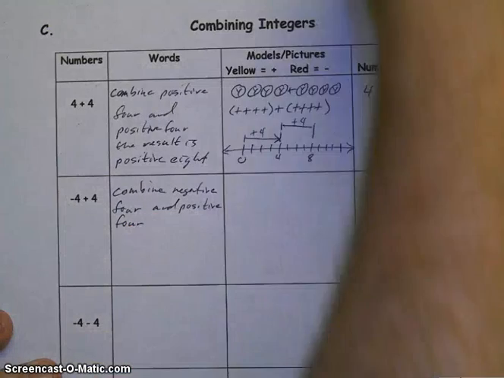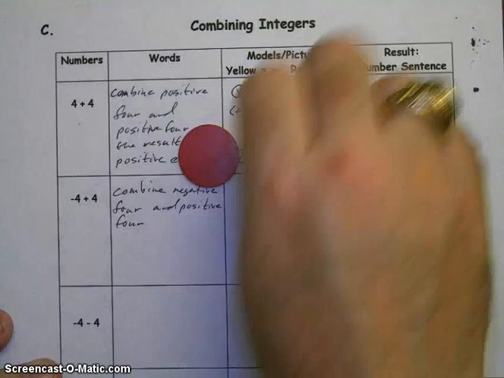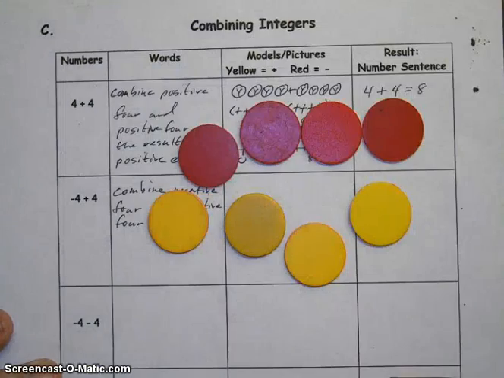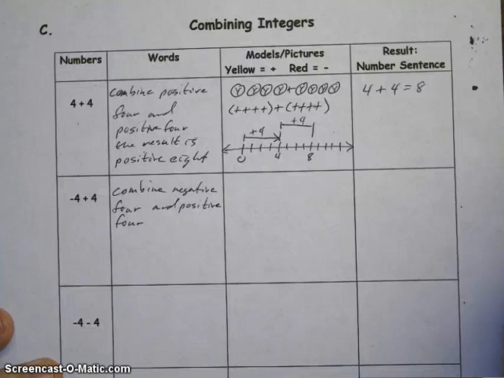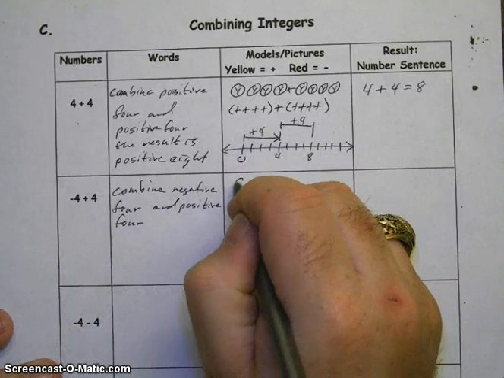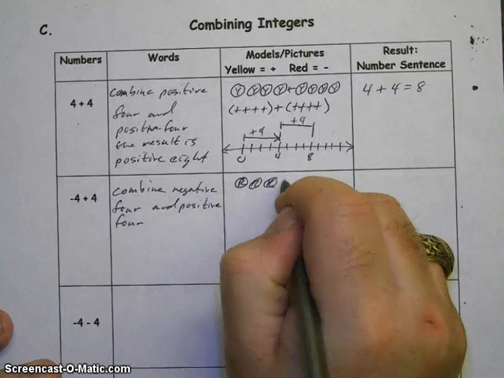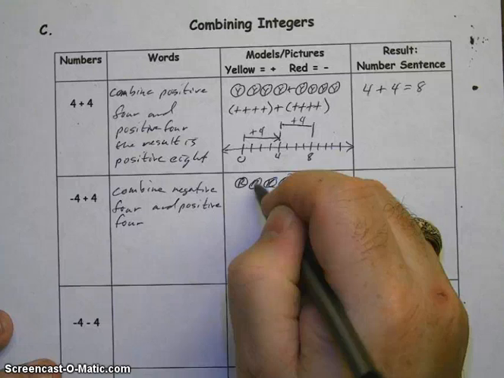Okay, so we have 4 negatives, and we're going to combine that with 4 positives. Okay, so 4 red circles and 4 yellow circles. But one of the things, I'm going to stack this one a little bit differently. So 4 reds and 4 yellows.